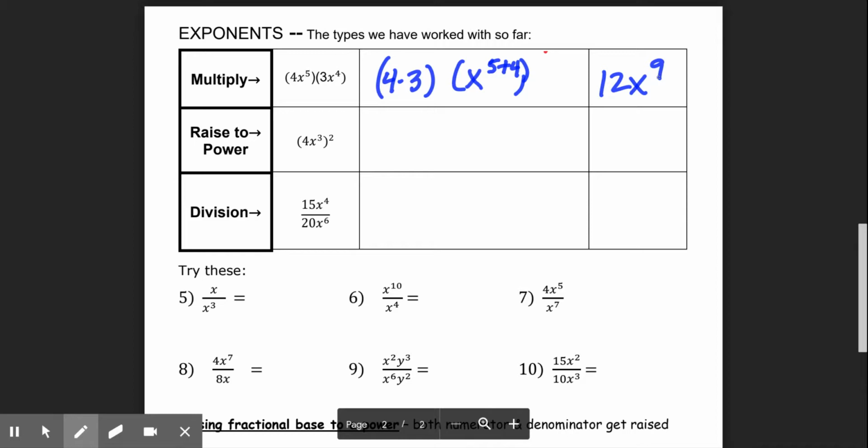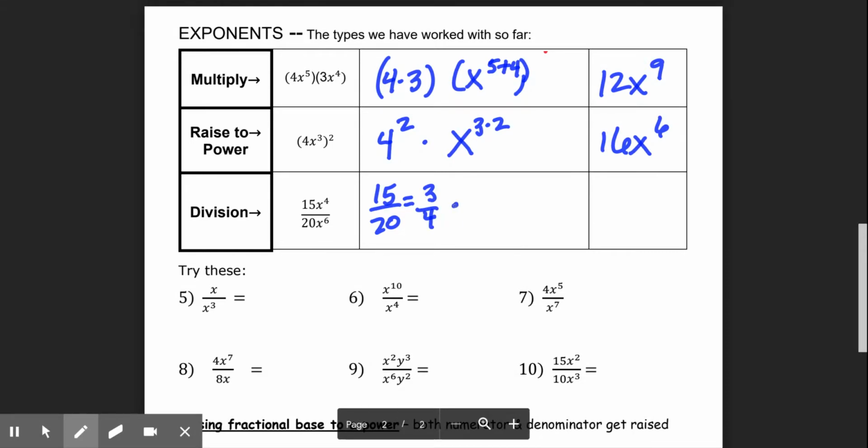And then when we have a power to a power, you're going to take 4 and square it times x, and power to a power, multiply the power. So 4 squared is 16. X to the 3 times 2 is 6. And then on this one, we're going to have 15 divided by 20. So we can reduce that by 5 and get 3/4.